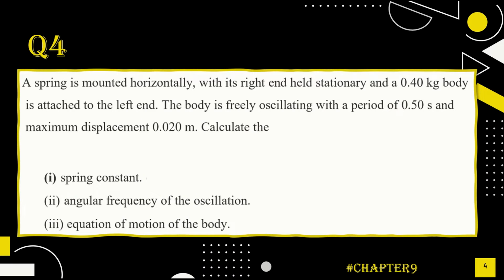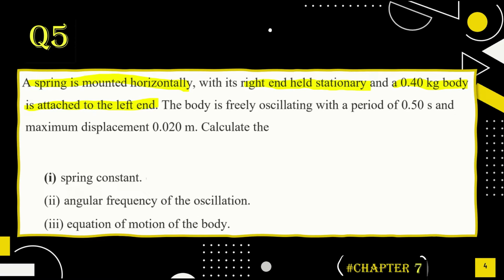Okay, let us discuss question number 4. That is from chapter 9, simple harmonic motion. So let us understand the question first. A spring is mounted horizontally. So we have a horizontal spring with its right end held stationary, and a 0.4 kilogram body is attached to the left end.